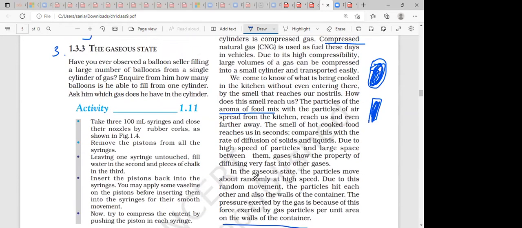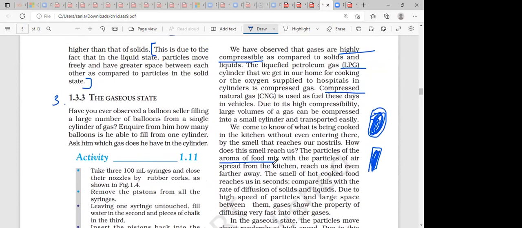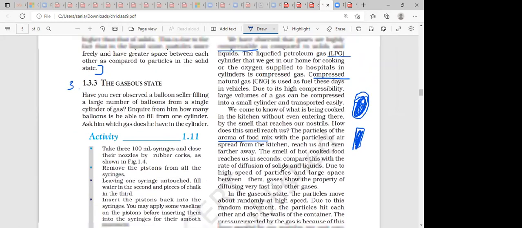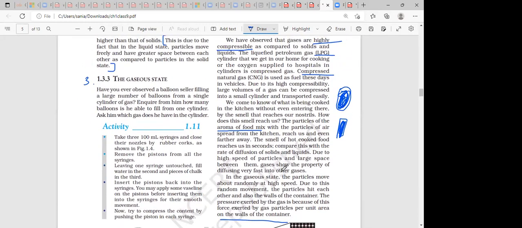Got it? Whatever is written over here, we already discussed it. The food particles get mixed with the particles of air, and somewhere they reach you. Clear? Yes. Both of you? Yes, ma'am.